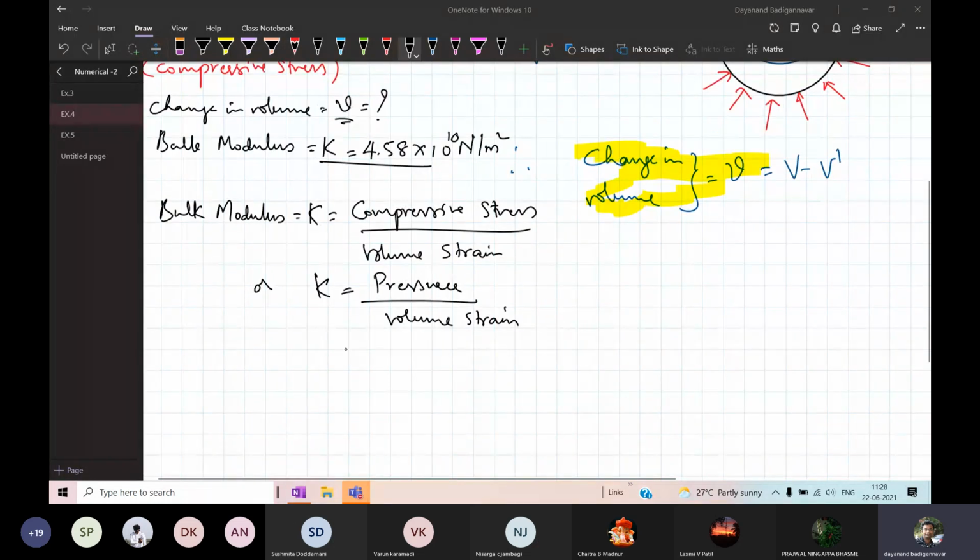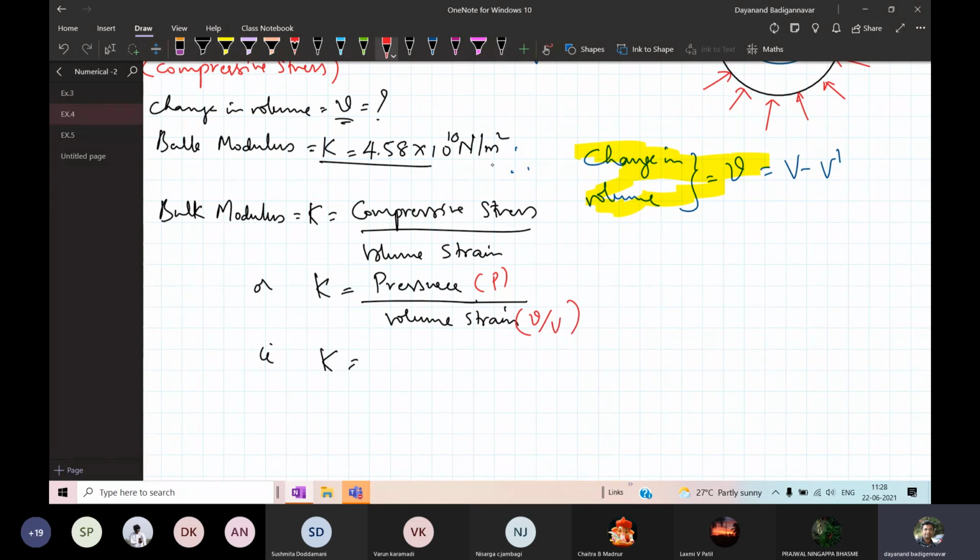So this is K, K equal to pressure, which I write as P, divided by volume strain. Volume strain is nothing but the change in volume to the original volume. So I can write K equal to P divided by the change in volume divided by the capital V, that is the original volume.